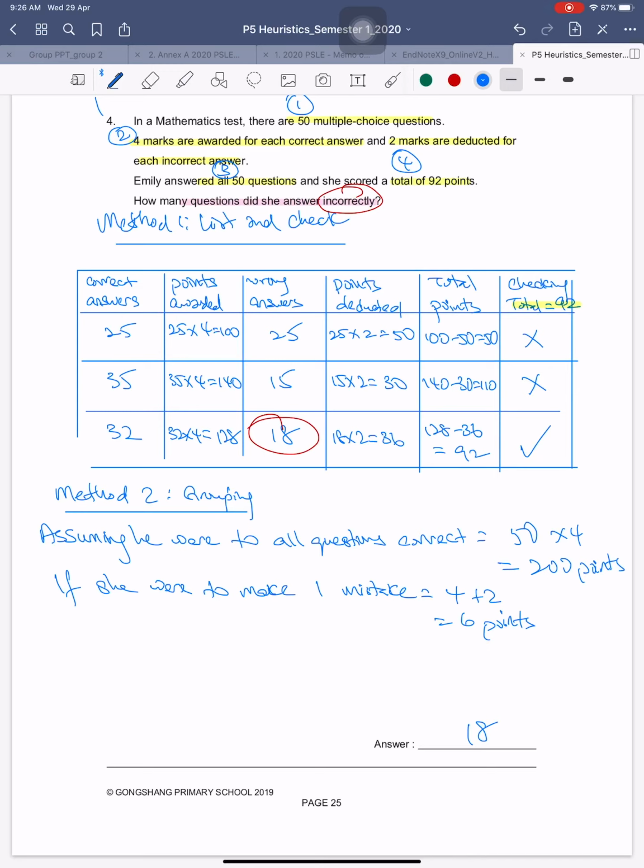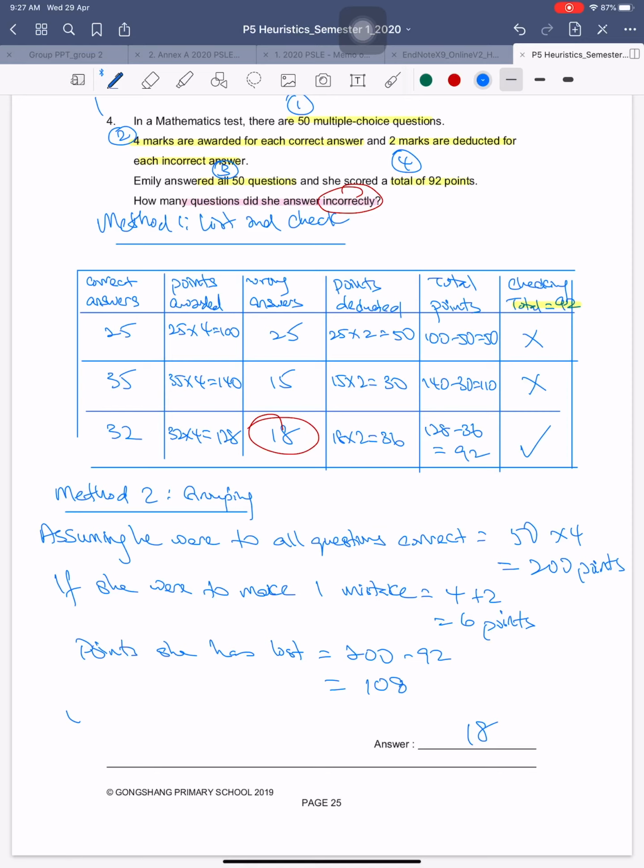So look at this question. How many points did she lose? The maximum she could get is 200, but she got only 92. In fact, the points that she has lost is 108 points. Okay, she has lost 108 points.